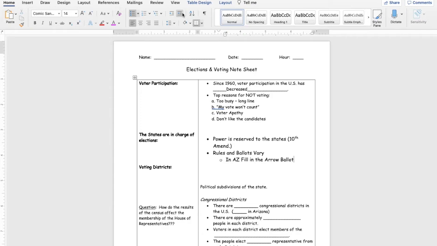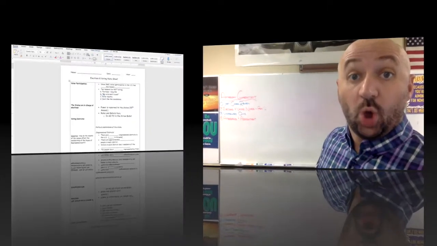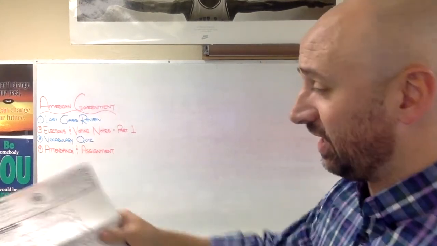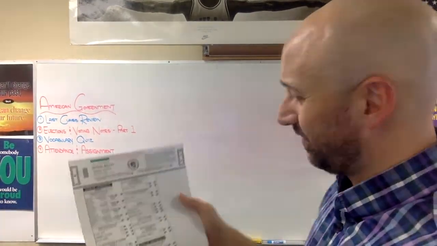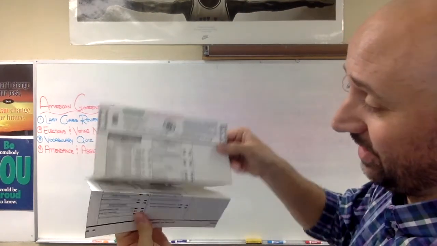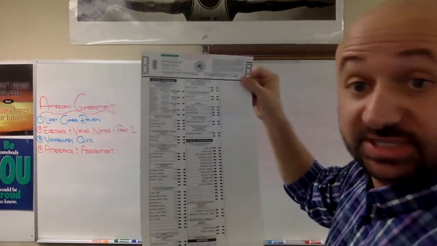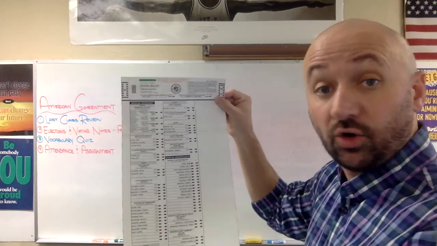But that's where we kind of, you know what? Why don't I show it to you right now? Whoa! Zooming on in. Bringing it on in for the real thing. All right, maybe I don't have to be so loud, huh? All right, here we go. Here's our ballot in Arizona. Two-sided. Now what I said is, it is a fill in the arrow ballot.